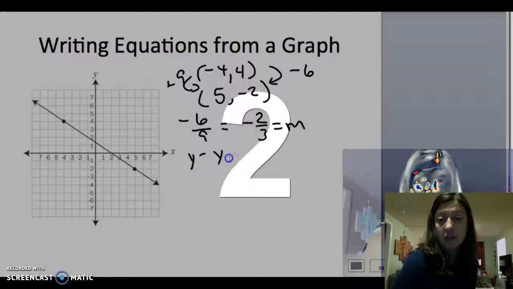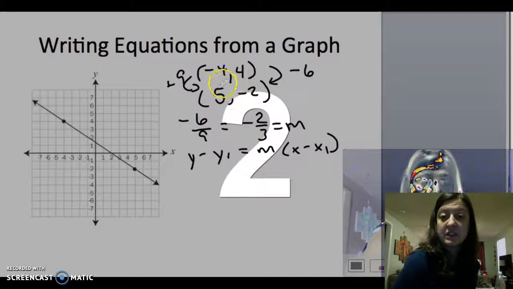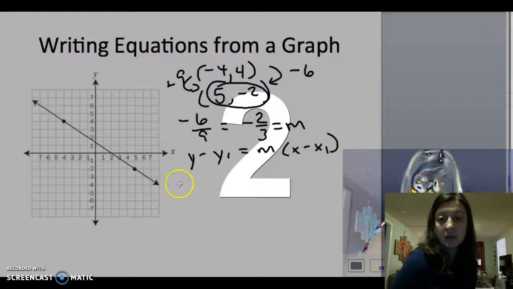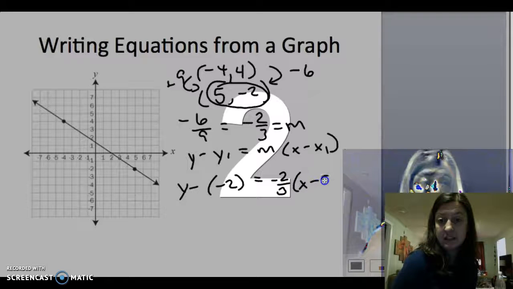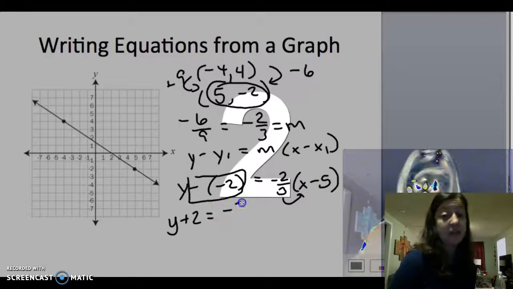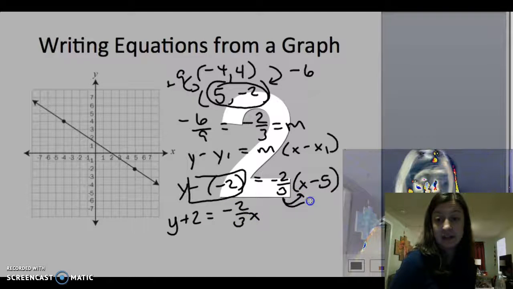Y minus y1 equals m times x minus x1. So now what we're going to do is choose either one of these. It really doesn't matter which one you choose. I'll choose this one. Y minus our y1 is -2 equals -2/3 times x minus x1, 5. This is now y plus 2 equals, distribute, -2/3 x. -2/3 times -5 is going to be positive 10/3.